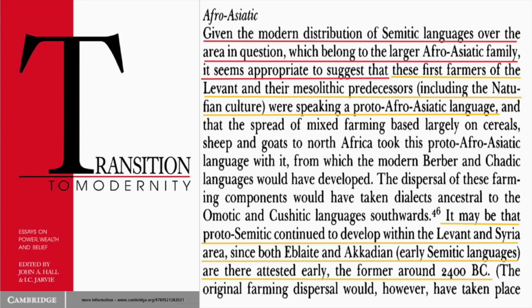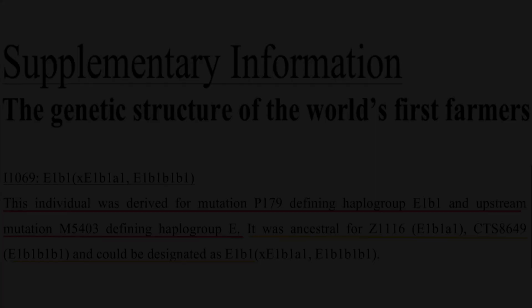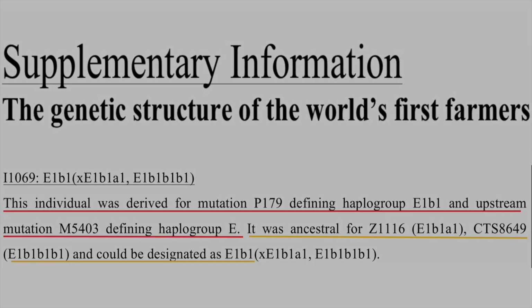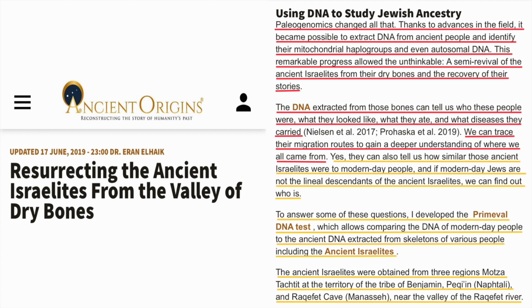It may be that Proto-Semitic continued to develop within the Levant and Syria area, since both Eblaite and Akkadian early Semitic languages are attested earlier, the former around 2400 BC. Abraham could have been similar to this Natufian, having E1B1. There's a great article that actually talks about this, titled Resurrecting the Ancient Israelites from the Valley of Dry Bones.